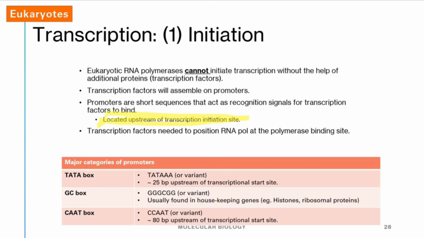For eukaryotic cells, there are a couple of different major categories of promoters. We have the TATA box, which is very similar to prokaryotes, rich in T and A's. We have the GC box, rich in G and C's, which are usually found in housekeeping genes. And we have the CAAT box, which is a little bit further away from the transcription start site, at about minus 80 base pairs. So these are the three major categories of promoters which are present in eukaryotic cells.